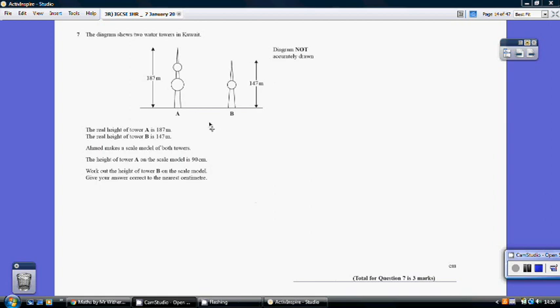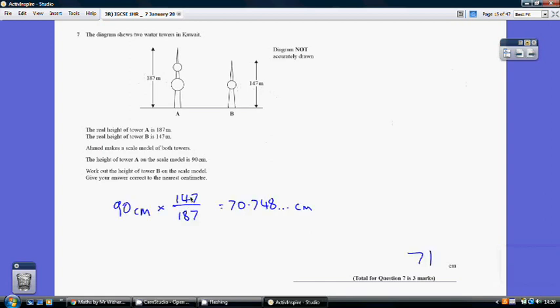Question 7. So these two towers are proportional. We're told that the height of tower A on the model is 90 centimeters. So how high will be tower B in the model? So this is a proportion we've got to use. Now we need to make it smaller, so it's going to be 147 over 187. So we take our 90 centimeters and multiply it by 147 over 187, giving us 70.748 ... which to the nearest centimetre is 71 centimetres.